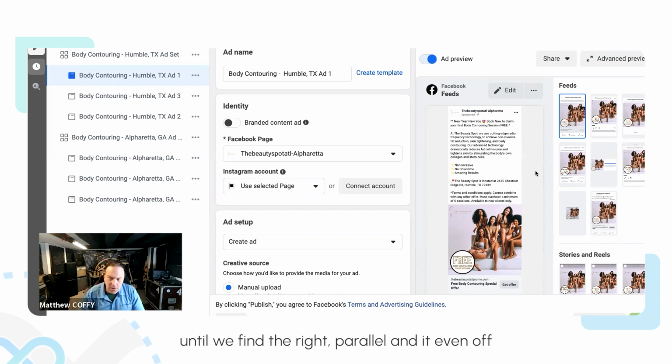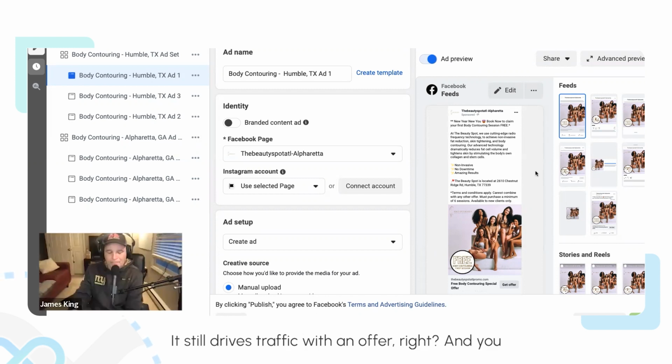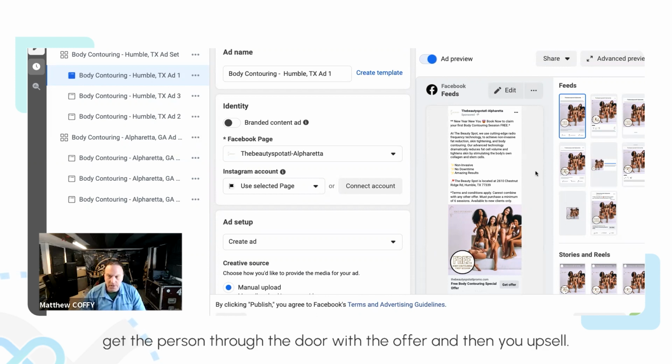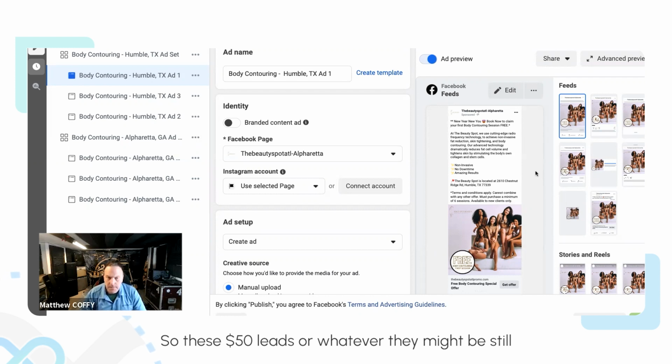And even off-brand, which I know is higher cost because it doesn't have the brand recognition, even if you do just straight out body sculpting, it still drives traffic with an offer, right? You get the person through the door with the offer, and then you upsell. So these $50 leads or whatever they might be still end up in packages of north of $1,500. So at the end of the day, it's a no-brainer.